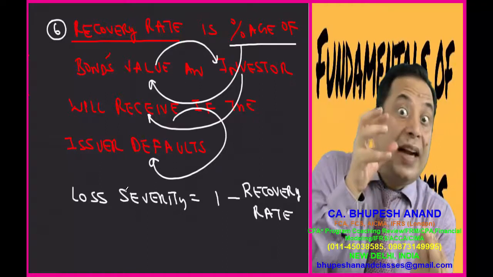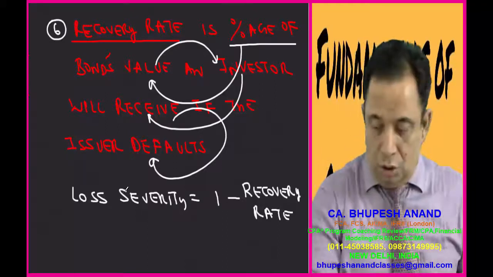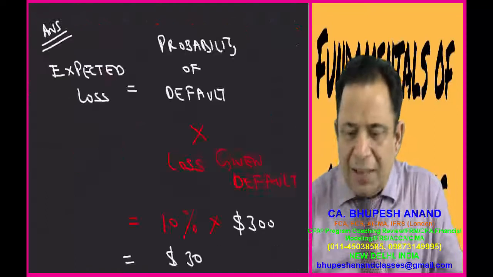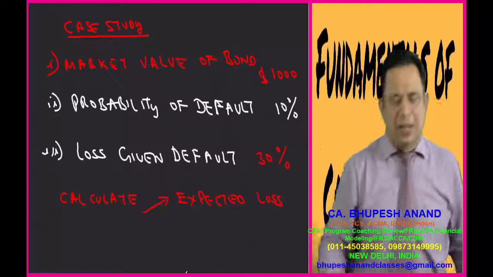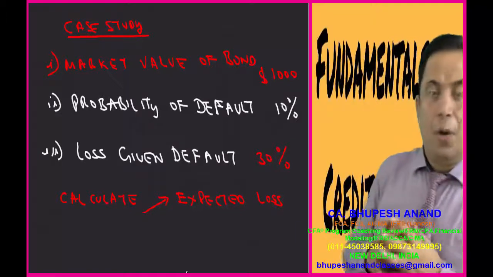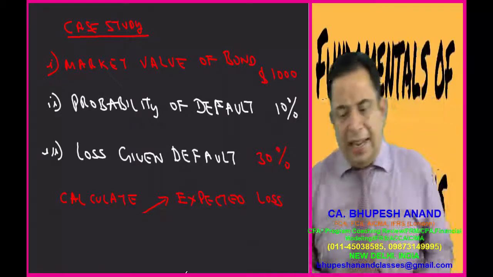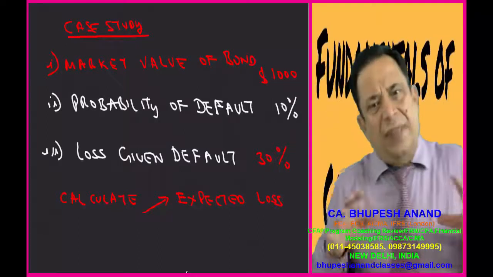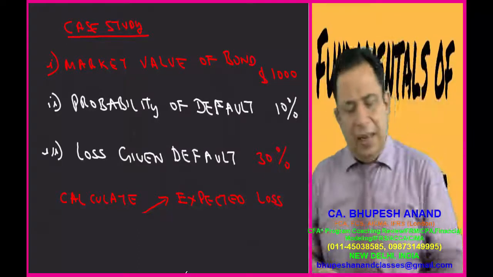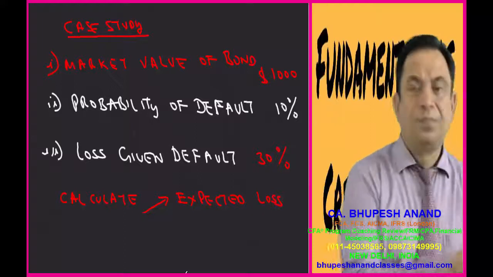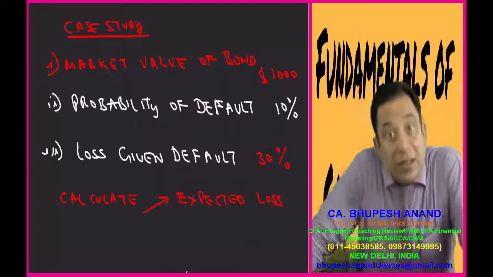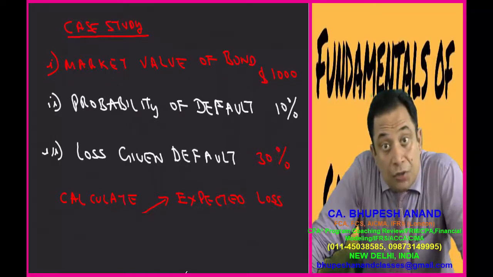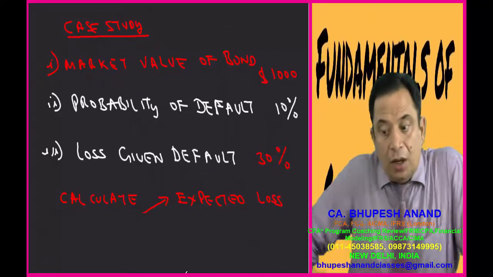Now how to calculate that default loss? For that, I have taken a case study. Please write down this case study, very important. Let the market value of a bond be $1,000. And let the probability of default, which we have calculated with the help of statistics, be 10%. And loss given default: if default is there, now that condition number 1 is default, the probability is 10%. Loss given default is 30%.